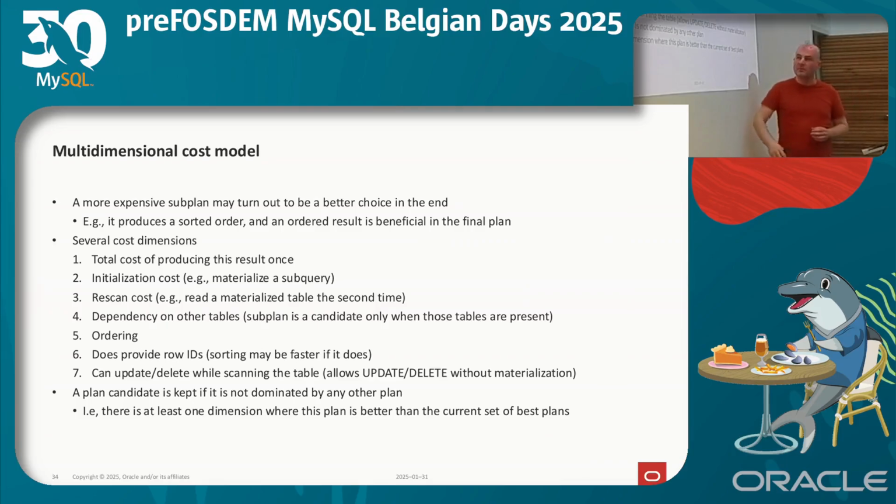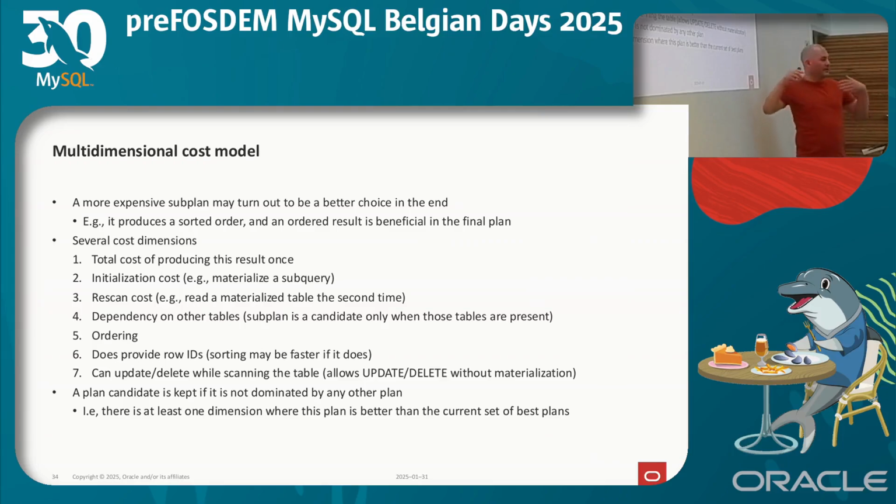And then we have something for update and delete statements: can we update and delete while we are looking for the rows to update and delete, or do we have to buffer all the changes and apply them afterwards? That's a property that affects the runtime quite a bit when it happens.